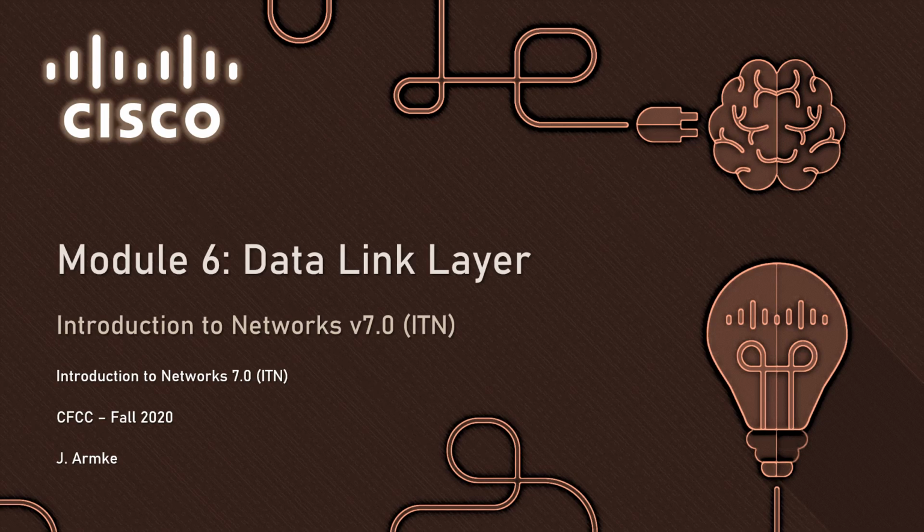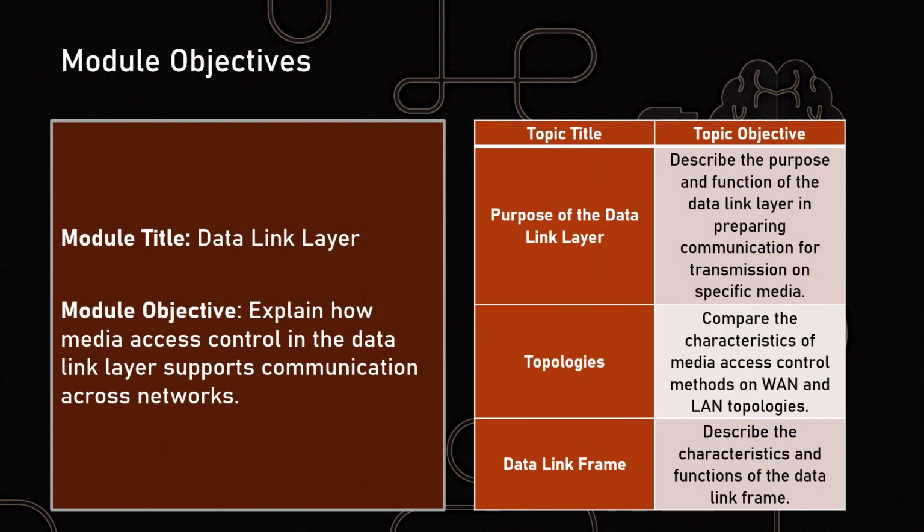Today we're going to be talking about Module 6, the data link layer. So let's jump right in. The data link layer is the direct interface between the logical and physical aspects of the network interface. So we're going to talk about how media access control in the data link layer supports communication, how it facilitates it. So we're going to look at three things: the purpose of the data link layer, different topologies with which we will interact, and the data link frame.